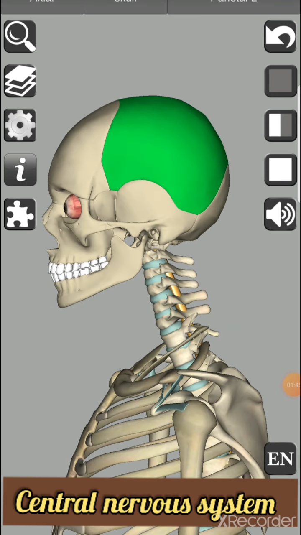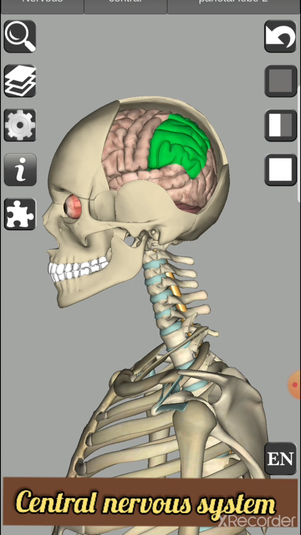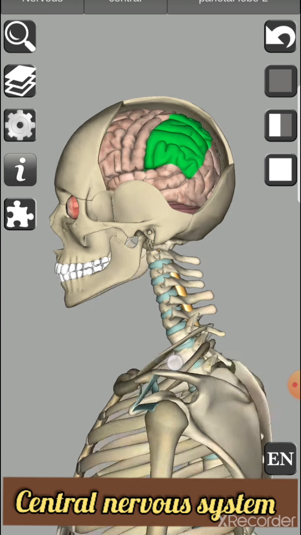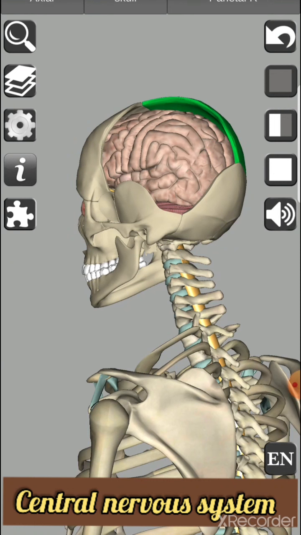Between this bony covering and the delicate central nervous system, that means your brain and spinal cord, there is a protective layer. That protective layer is known as meninges.